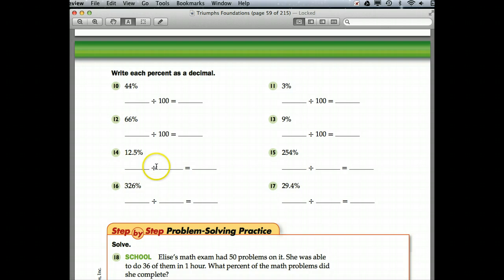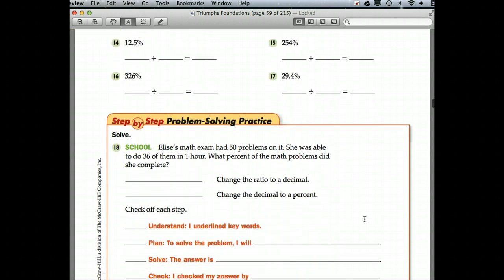12 5/10 divided by 100 is 125 thousandths, 0.125. 254 divided by 100 is 2 54 hundredths, 2.54. 326 divided by 100 is 3 26 hundredths, 3.26. 29 4/10 divided by 100 is 294 thousandths, 0.294. Okay, excellent job. Let's do a little bit of step-by-step problem-solving practice.